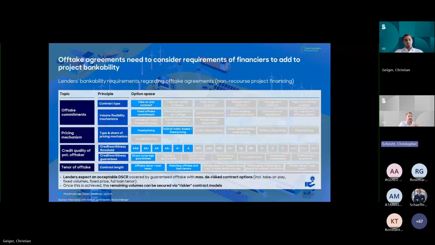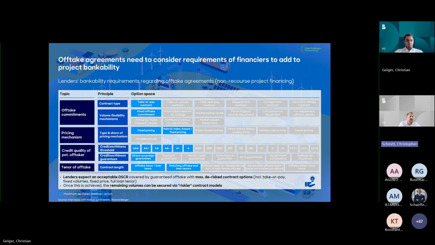The offtaker is the counterparty to the contract, and the higher the creditworthiness, the better from a bankability perspective. And if you can then further underpin and corroborate this with different types of guarantees, ideally direct sovereign guarantees from a government, then ideally that enhances the bankability and also typically improves the financing conditions in terms of interest rates that a bank imposes.